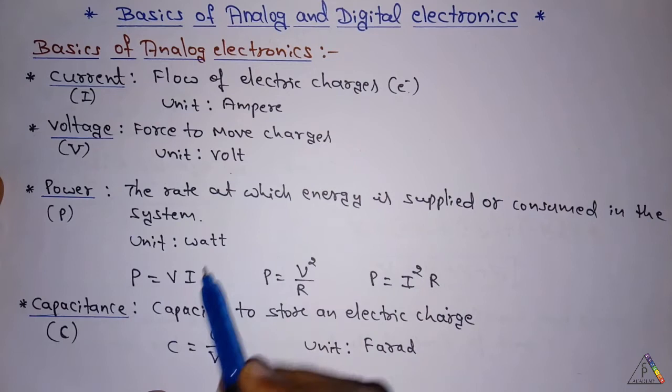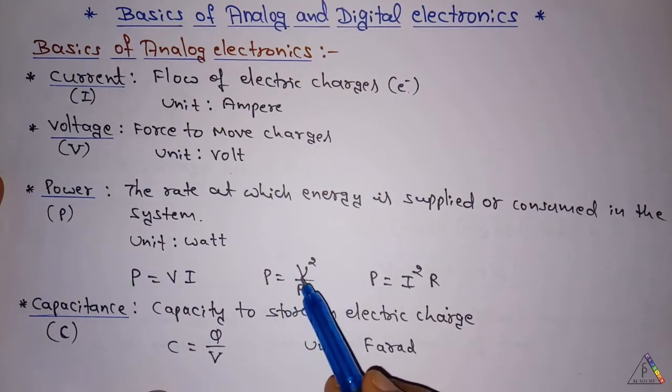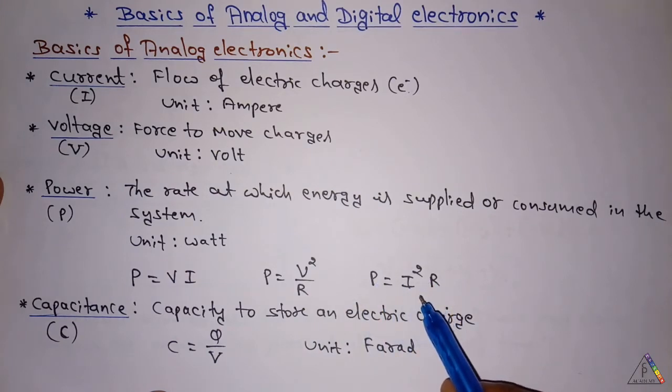The unit of power is watt. This is the power representation in terms of voltage and current, P equals V into I. This is the power representation in terms of voltage and resistance, P equals V square by R. And this is the power representation in terms of current and resistance, P equals I square into R. Capacitance, represented by capital C, is the capacity to store an electric charge, that is C equals the amount of charge stored to the supplied voltage V, and the unit of capacitance is farad.